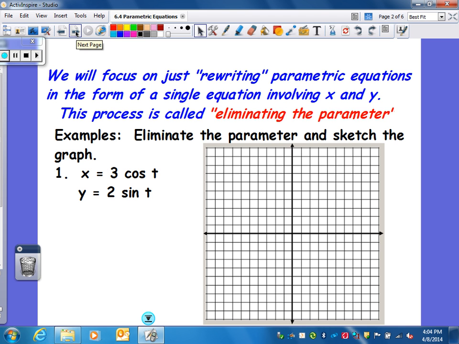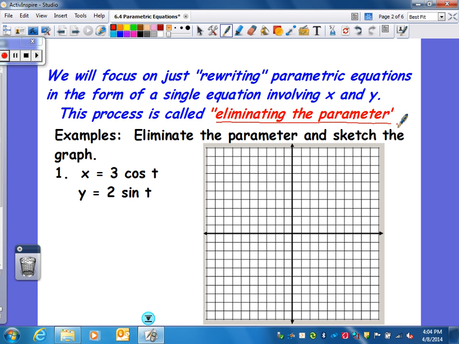Okay, so we will focus on just rewriting the parametric equation. We want to do this in the form of single equations in x and y. This is called eliminating the parameter. So we want to eliminate the parameter and sketch the graph.